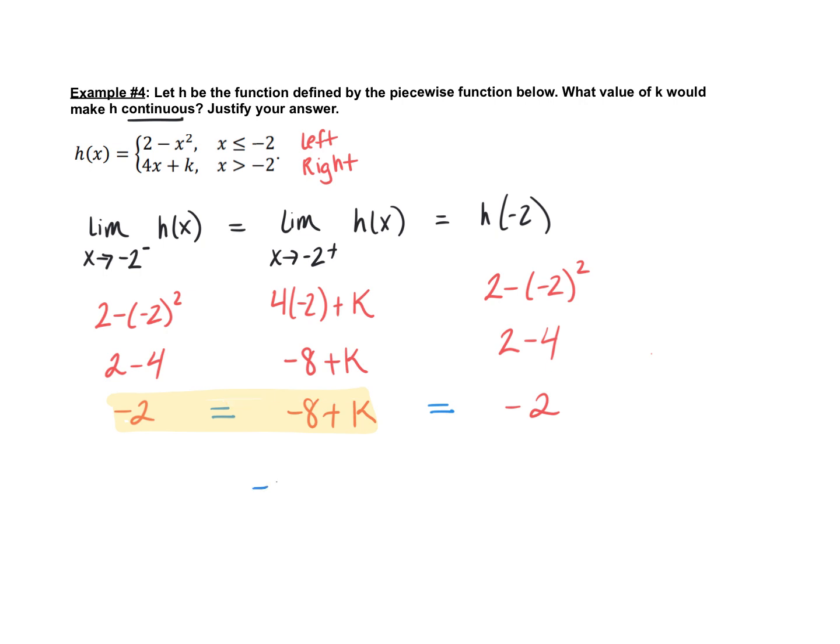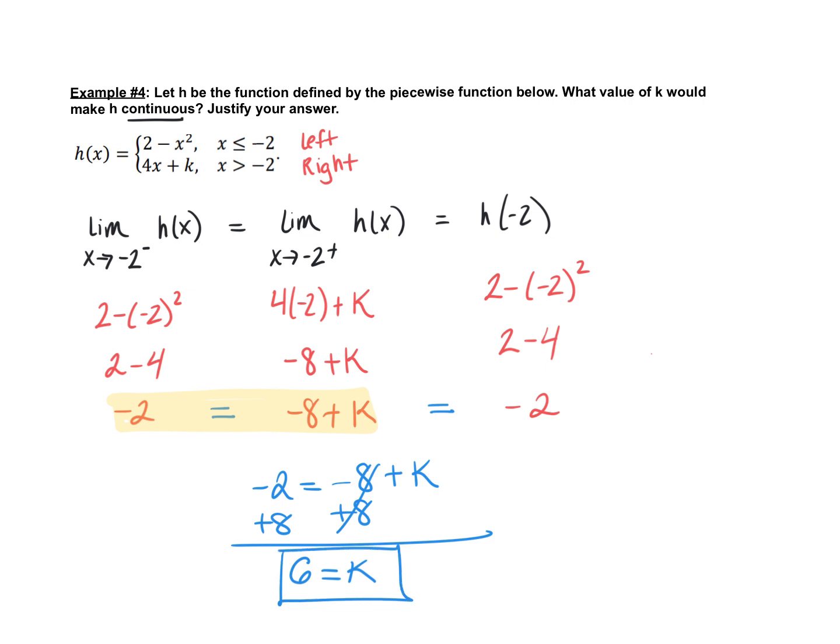So we have -2 equals -8 plus k. To solve for k, we add 8, and -2 plus 8 is 6. So the question is, what does the value of k have to be to make this thing continuous? And k would have to be 6.